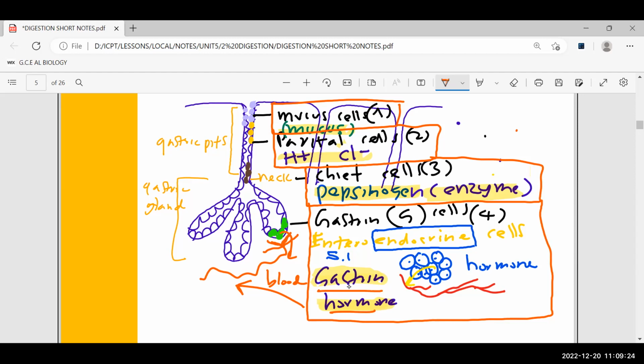Mucus cells secrete mucus, parietal cells secrete hydrogen and chloride, chief cells secrete pepsinogen, G cells secrete gastrin hormone.